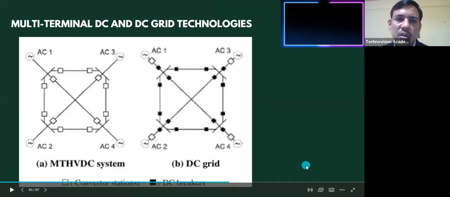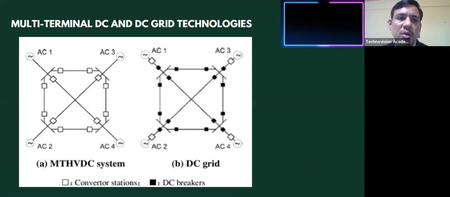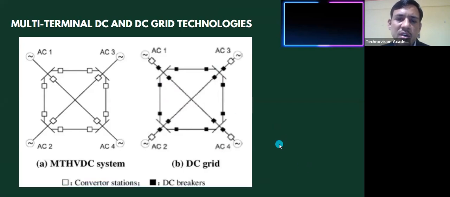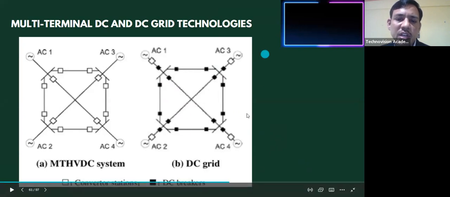And now we'll see some of the advanced applications of multi-terminal DC and DC grid formation. Now people are going for DC grid formation instead of only an AC grid, meaning AC grid plus DC grid. We can say jointly also we can do that, and multi-terminal HVDCs.